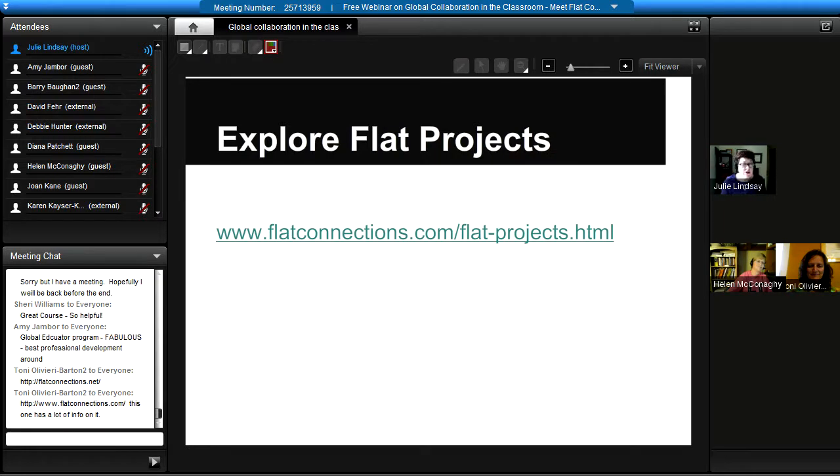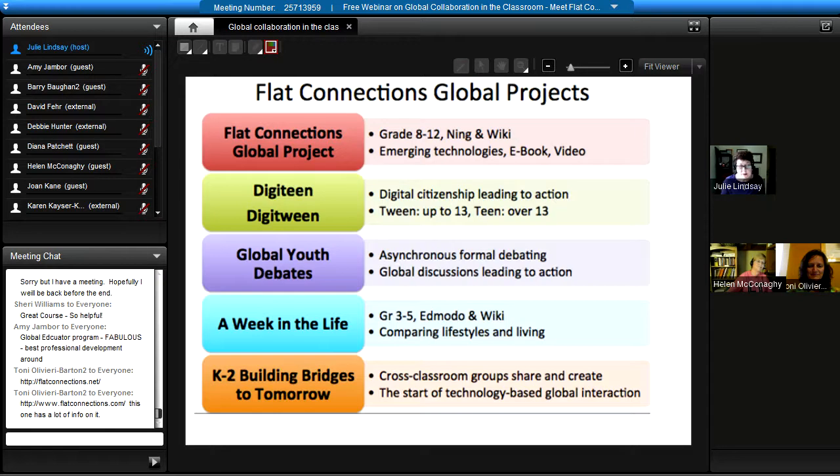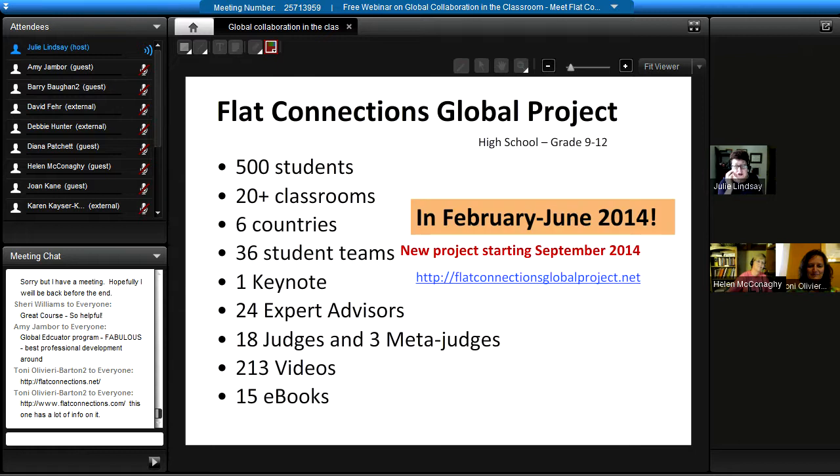Flat projects. If you go to flatconnections.com, we've got flat projects as one of the menus there. Please go and explore. But here they are in summary. We've got the high school project, Flat Connections Global Project. We've got the digital citizenship project for really grade 5 and above. Global Youth Debates is grade 5 and above. A Week in the Life, grade 3 to 5, but we're extending that to slightly older students now. And of course, the K to 2 Building Bridges to Tomorrow project. So we've got projects for kindergarten right up to grade 12.